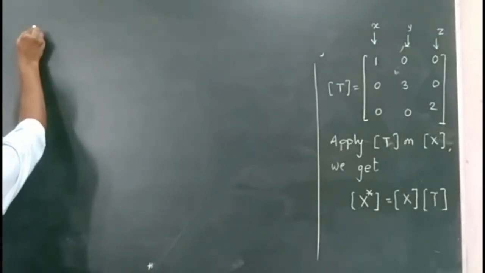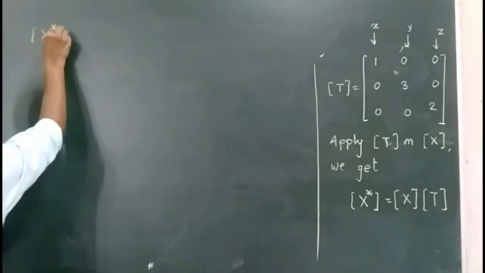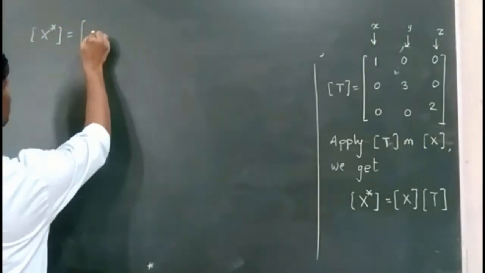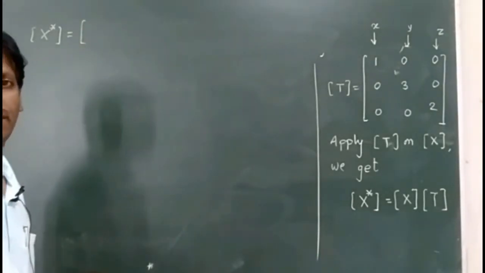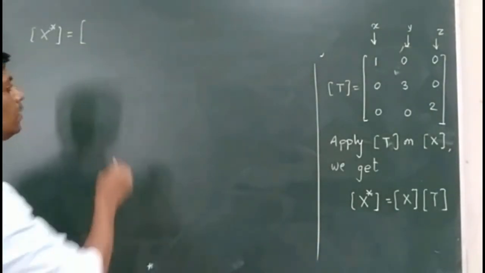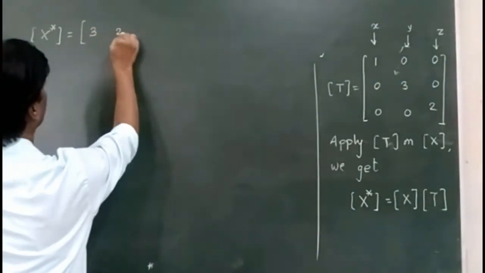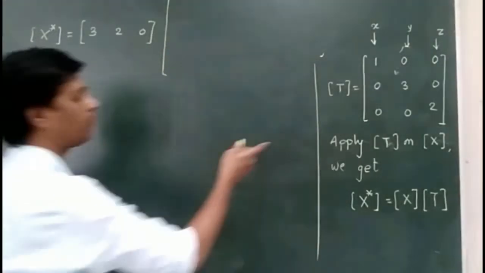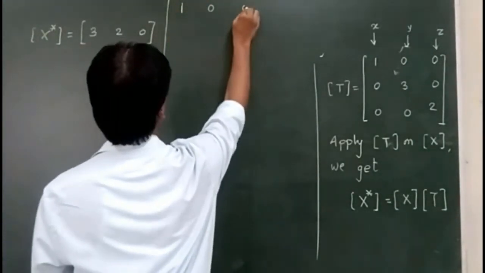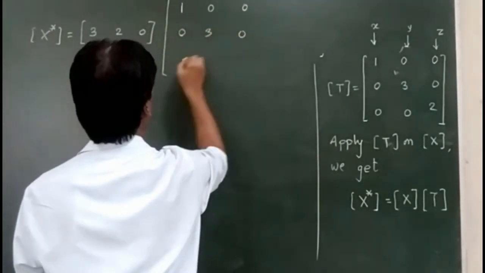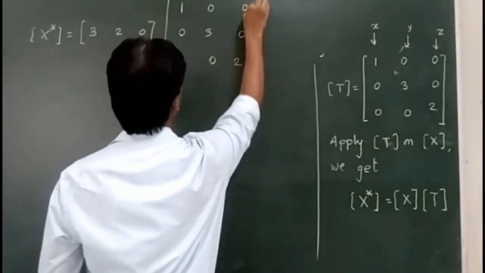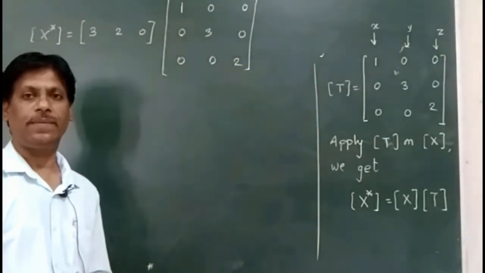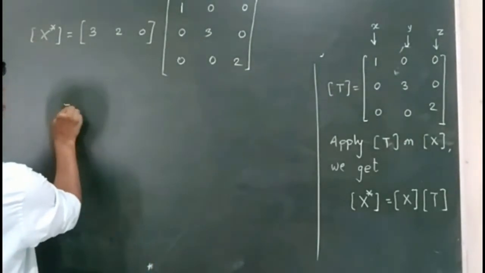So X star is equal to, what is the X? X is the position matrix. What is that? X is equal to 3 1 0, right? And T is equal to 1, 0, 0, 0, 3, 0 and 0, 0, 2. So just multiply it, you will get the transformed position of the point A. Okay, just multiply it here. So what do we get here?